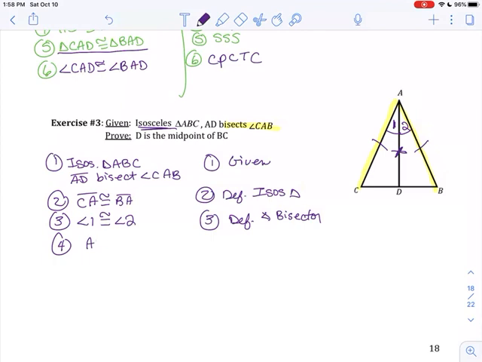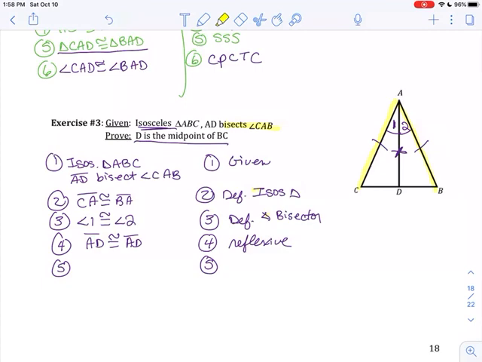Okay. And then I look at my picture and I say, oh wait, they share that side in the middle. So that's a step. All these proofs are partial credit, so you get points for every step that you can get. Try and write as much as you can. So they share that side in the middle. AD is congruent to AD, reflexive property.